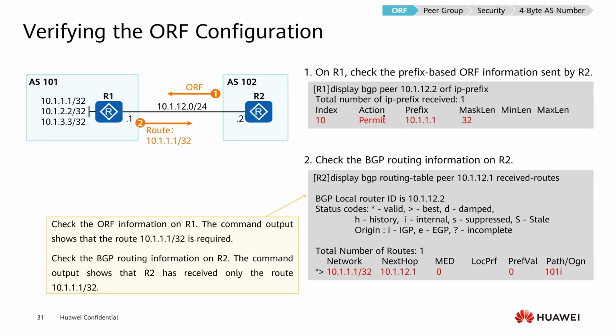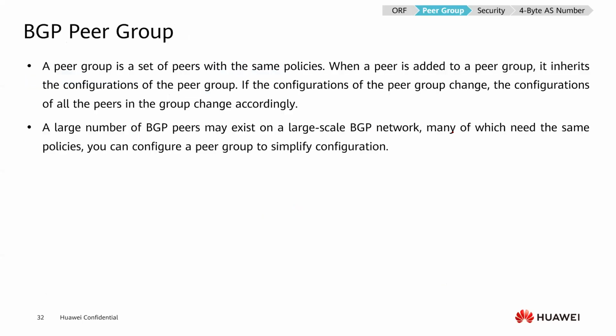And then you can check the configuration about the ORF on R1. You can check the ORF prefix list that is sent by R2. R2 uses the ORF packet to send the specific routes just like this. And then you can check the BGP route information on R2. You can find that although I have three kinds of routes, R1 only sends the routes that you needed. So R2 only has the routes I needed. I just mentioned here. So this is the function of the ORF.